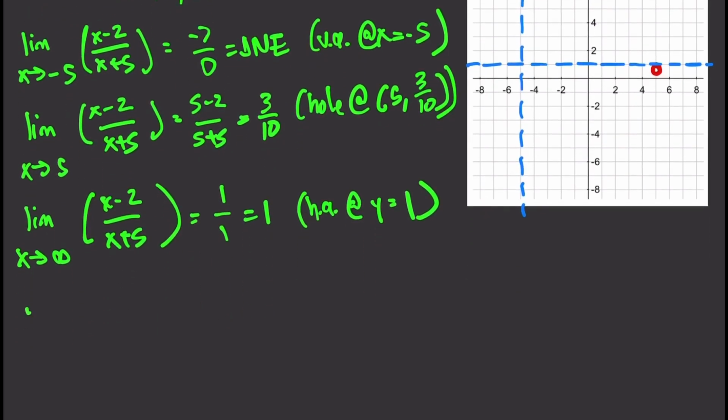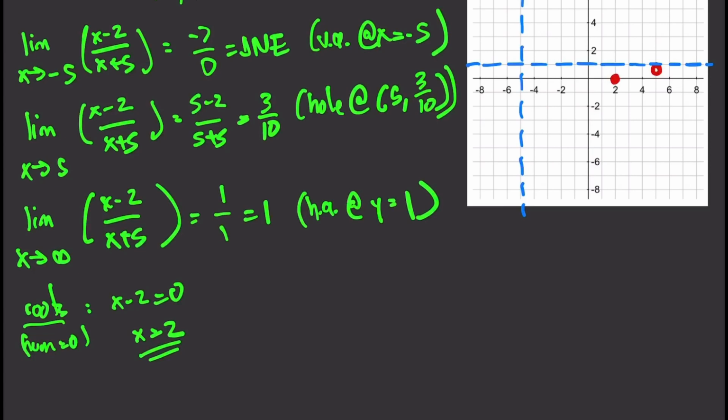For roots, we're going to take the numerator and set it equal to 0, right, of my simplified expression. So it's going to be x minus 2 equals 0, so x equals 2. That's a root. Okay, let's put that in our graph. X equals 2.